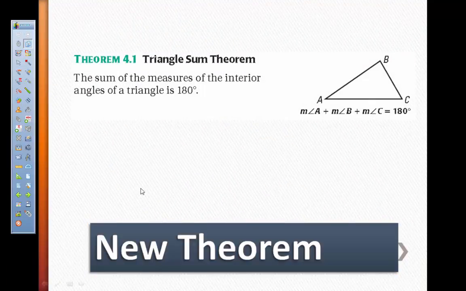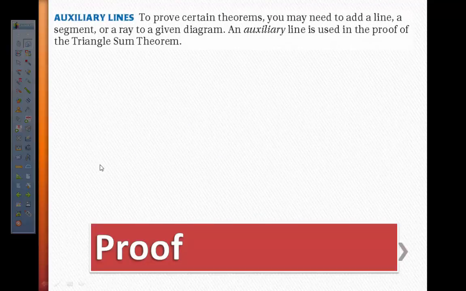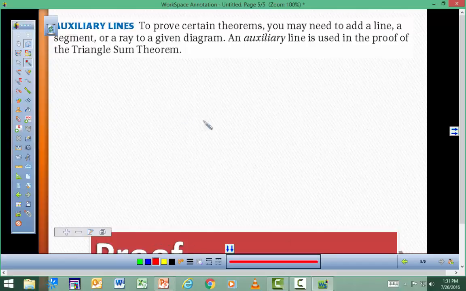Well, so we have a theorem. The sum of the measures of the interior angles of a triangle is 180 degrees. This is actually an easy theorem to prove, and we're going to prove it in the next slide. So let's take a look. To prove certain theorems, you may need to add an auxiliary line. An auxiliary line is like an extra ray or an extra segment or whatever. And I want to give you the idea behind the proof. Before we look at the proof, here's the idea.